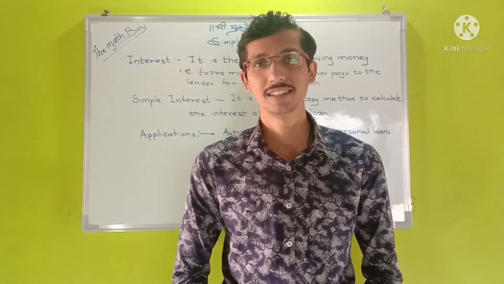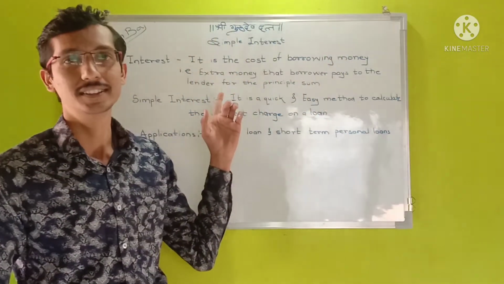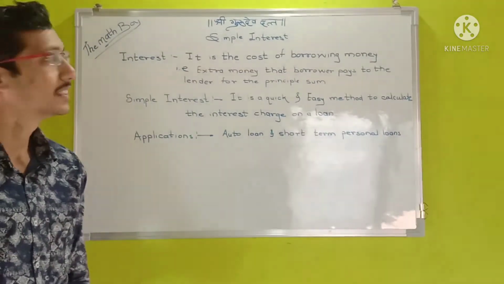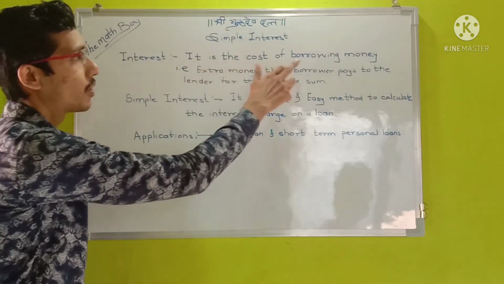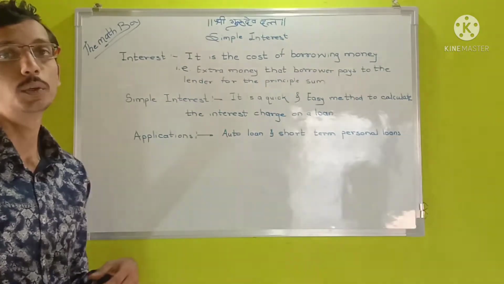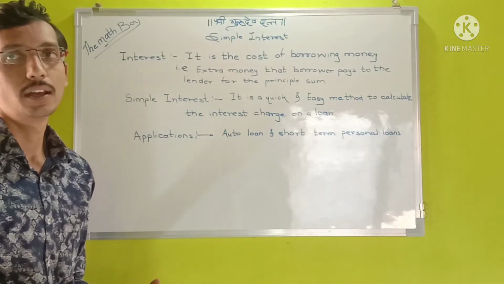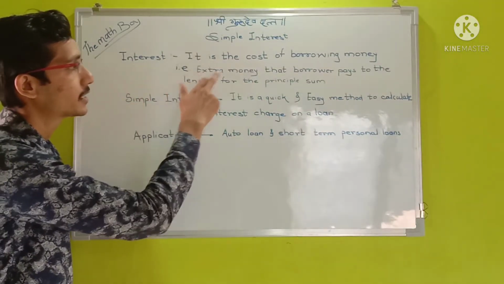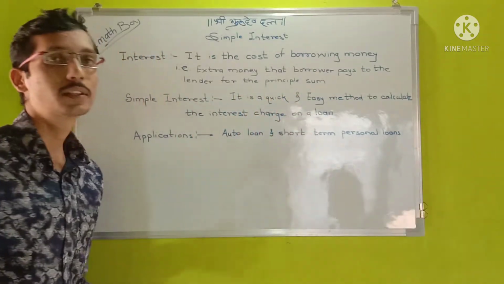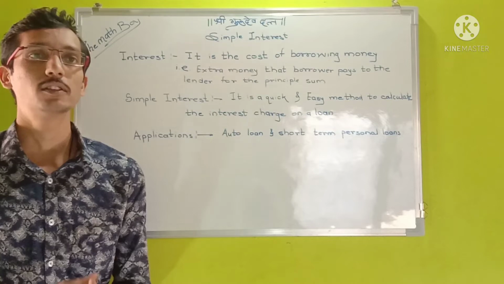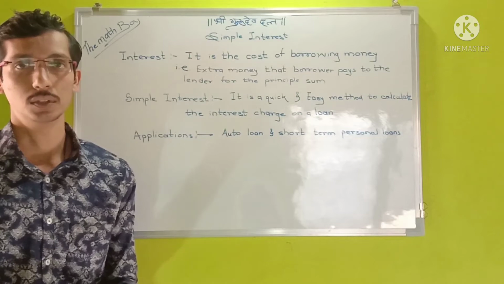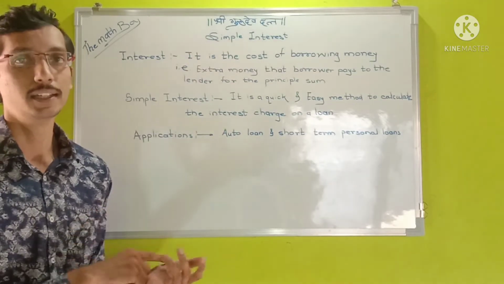Today's topic is very interesting. That is simple interest. What is interest? Interest is the cost of borrowing money. That means if you take money from a lender, you have to give some extra money for that. That's called interest. It is the extra money that a borrower pays to the lender for the principal sum. If you take some money, let's take an example of 25,000, after the end we have to pay more than 25,000. The extra money is called interest.